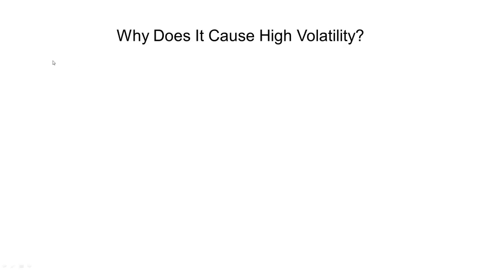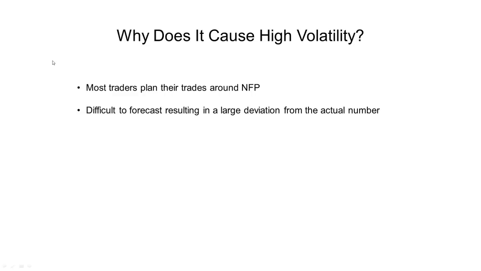Why does it cause high volatility? Well, here's the thing. Most traders plan their trades around the non-farm payroll, NFP. So because of that, there's a lot of players involved. It causes an increase in volume after the event, and a decrease before. Usually the week before the event, things can be really slow, and it's difficult to forecast, and this will result in those large deviations from the actual number that gets released. So because of that, when it comes out, it can kind of shock the market. Maybe the unemployment comes out really high and the non-farm comes out really low, and that can have a big impact on the markets, because it's hard to forecast. It wasn't factored into the market.